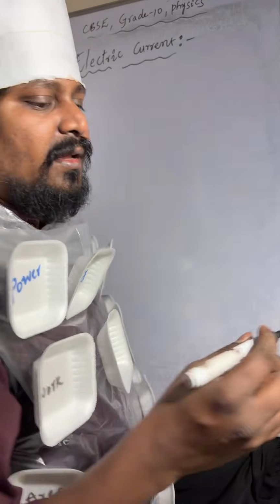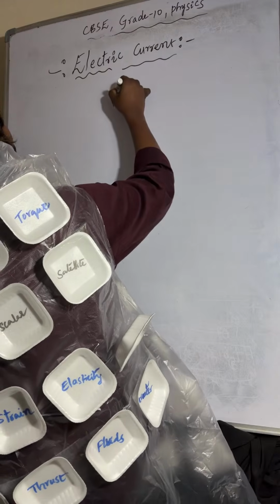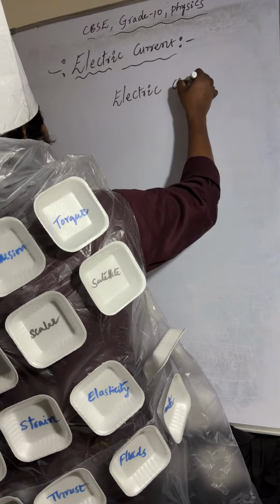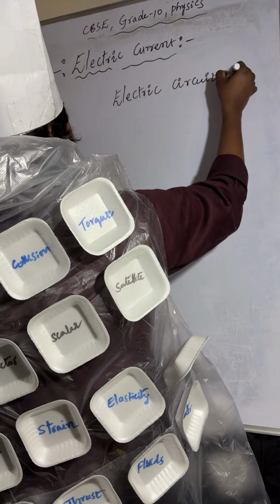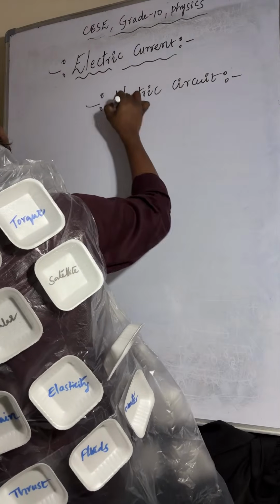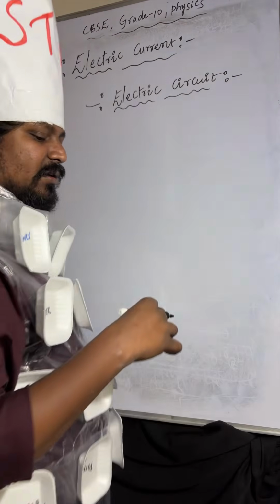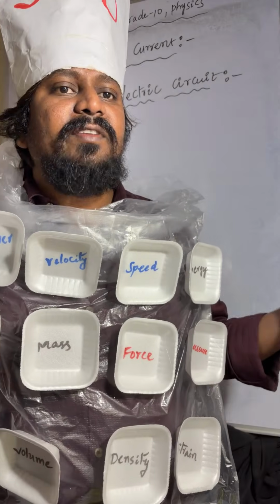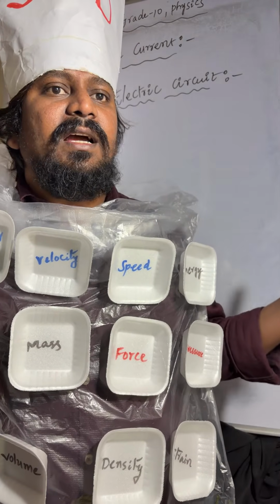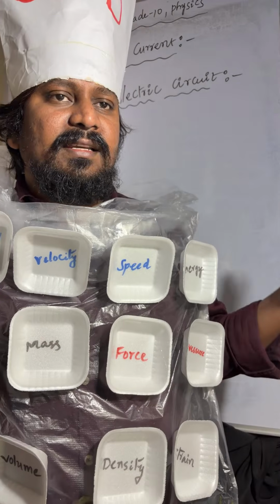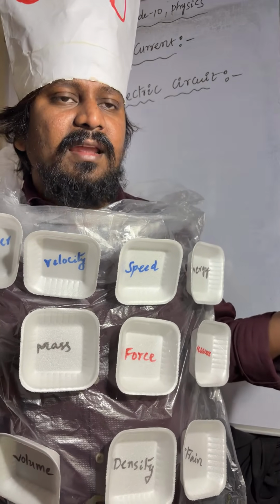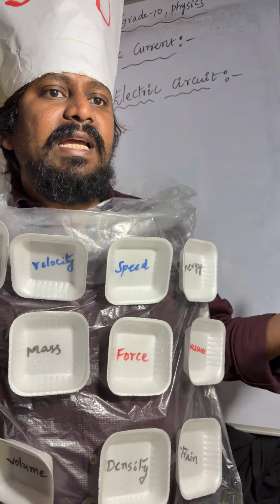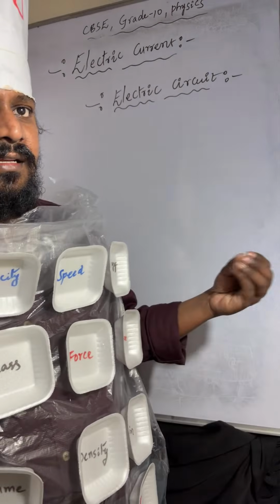Electric circuit. Okay, so here you can observe, electric circuit is nothing but a closed and continuous path of an electric current. A closed and continuous path of an electric current is called an electric circuit.